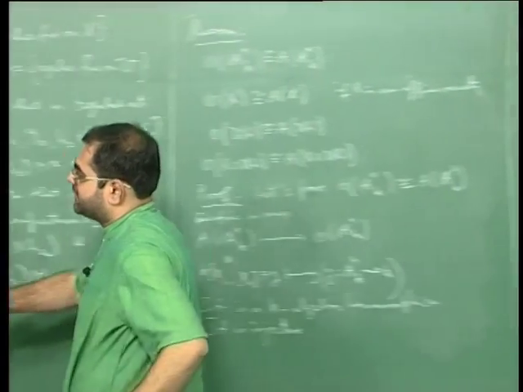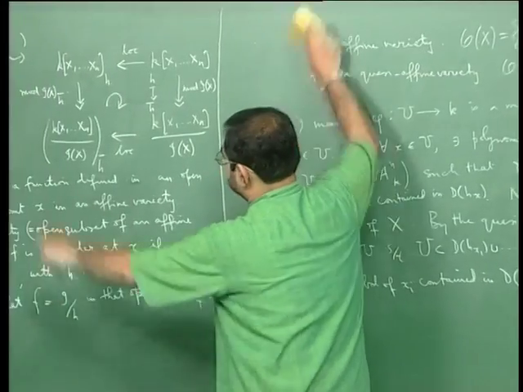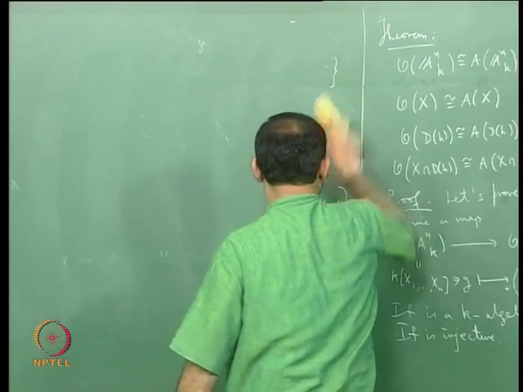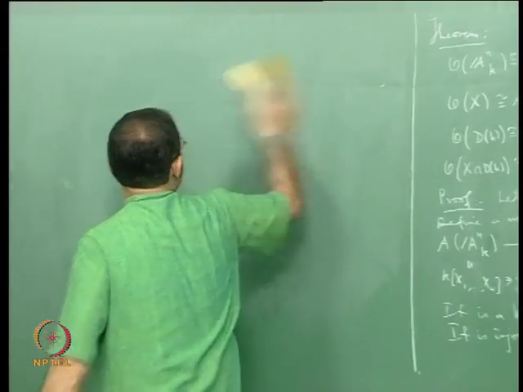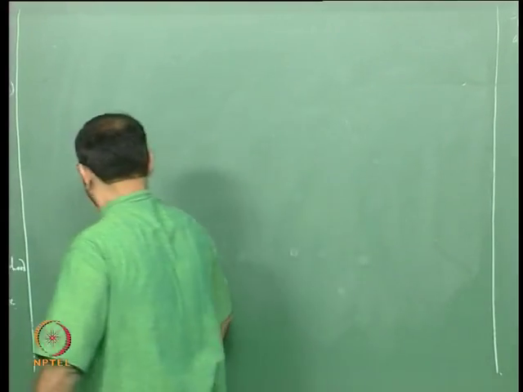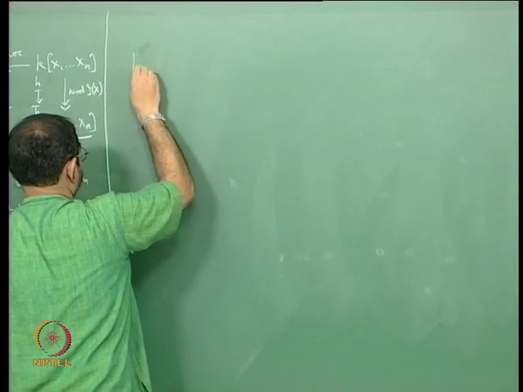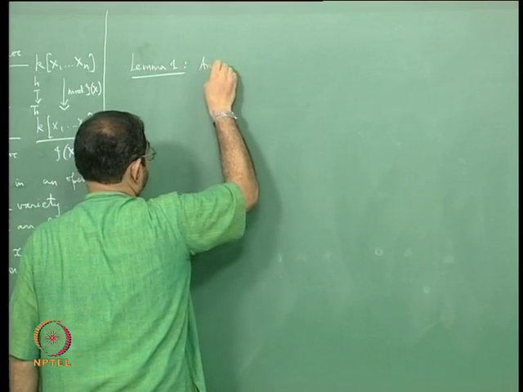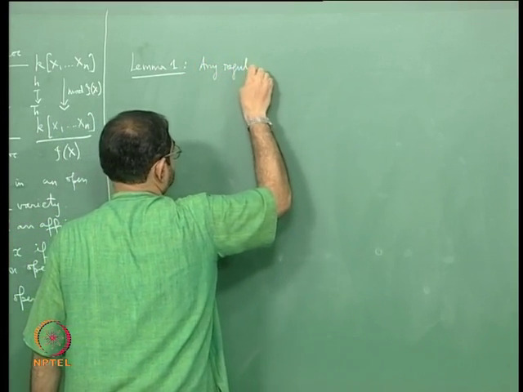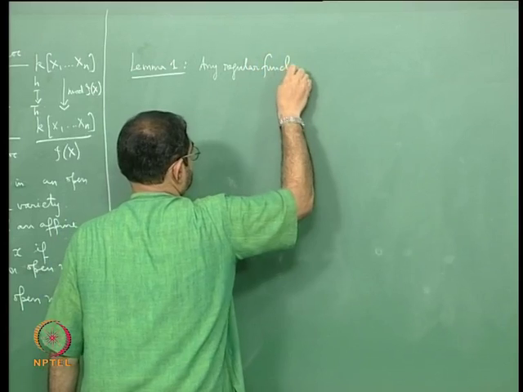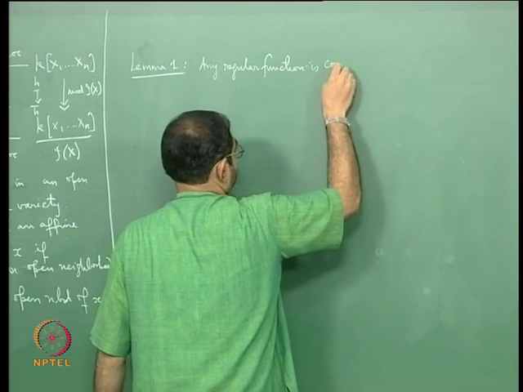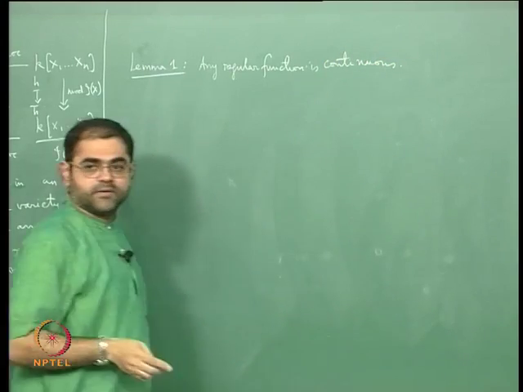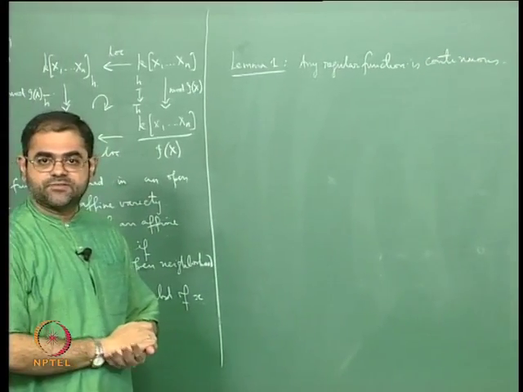So let me write that down so that it becomes clearer to you. Let me rub this side. I still want this side of the board. So here is a lemma. Lemma 1: any regular function is continuous.